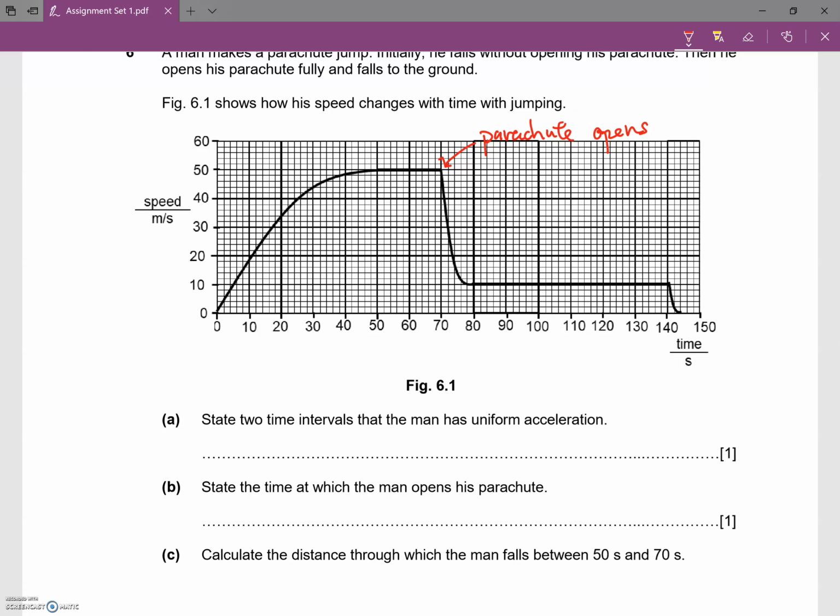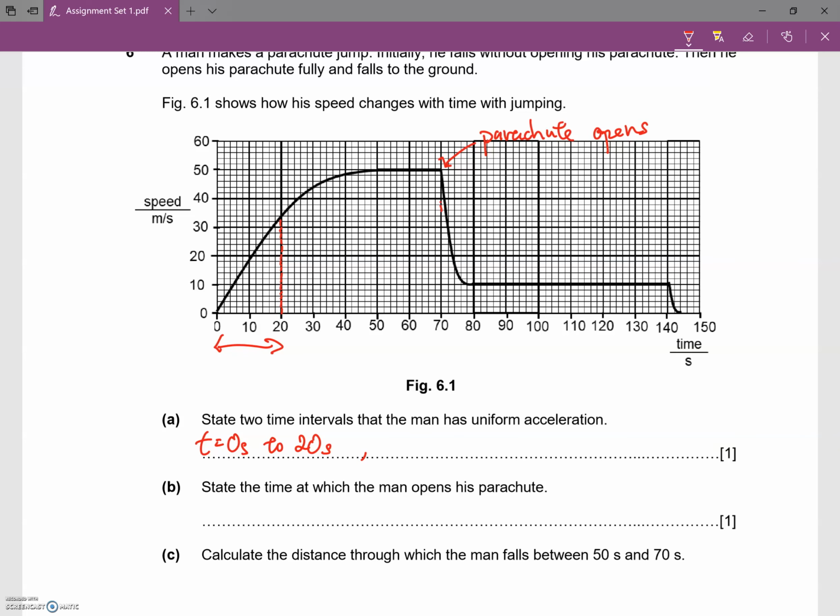Now, part A asks, state two time intervals that the man has uniform acceleration. So if I look at this whole graph here, if we ignore zero speed, uniform acceleration, we just focus on the part where the graph has a straight line. There are two segments. The first segment is over here, from 0 to 20. t equals 0 seconds to t equals 20 seconds.